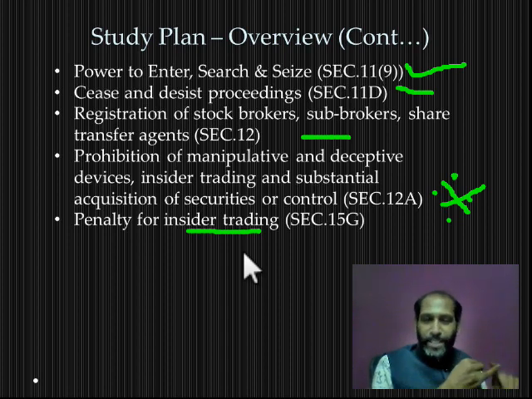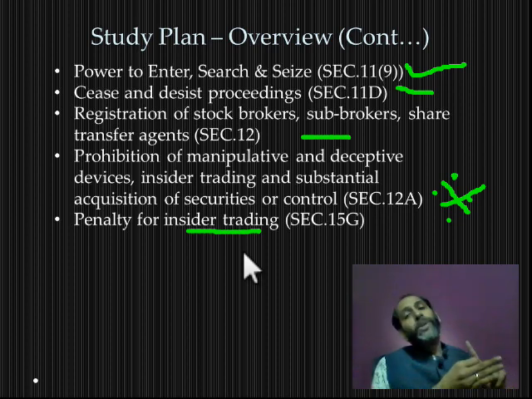Hear it carefully. Insider trading, let us go into a little bit of detail. What are the things you have to study? Apart from the penalty under 15G, you have to study the meaning of insider trading. Point number 1: who is an insider? Point number 2: what do you mean by unpublished price sensitive information? UPSI, unpublished price sensitive information, you have to study. And then you have to study the penalty.